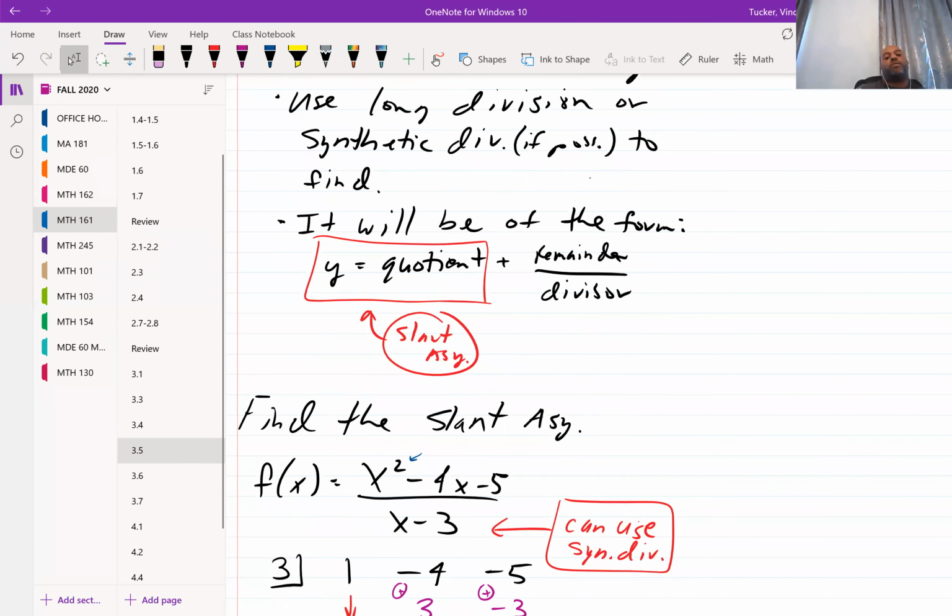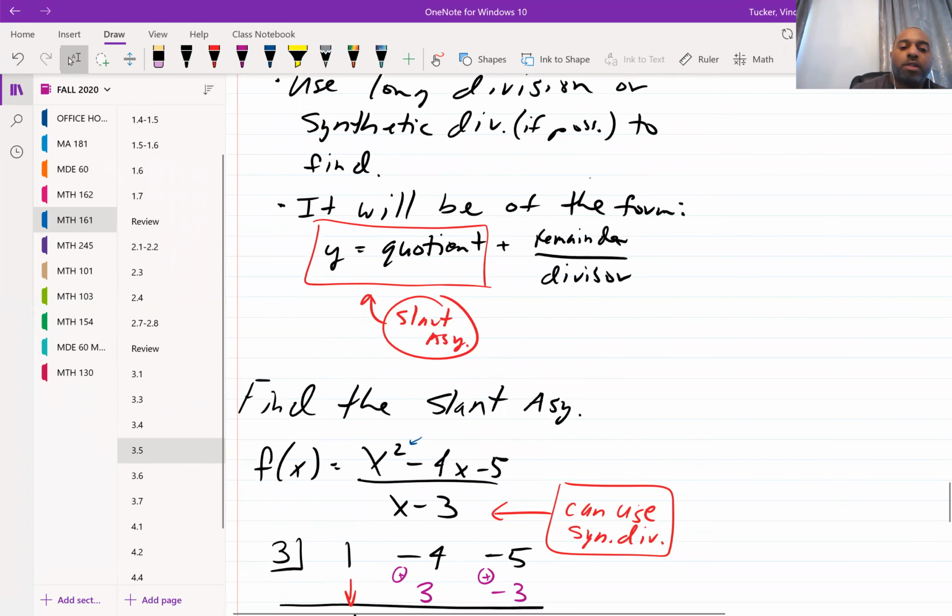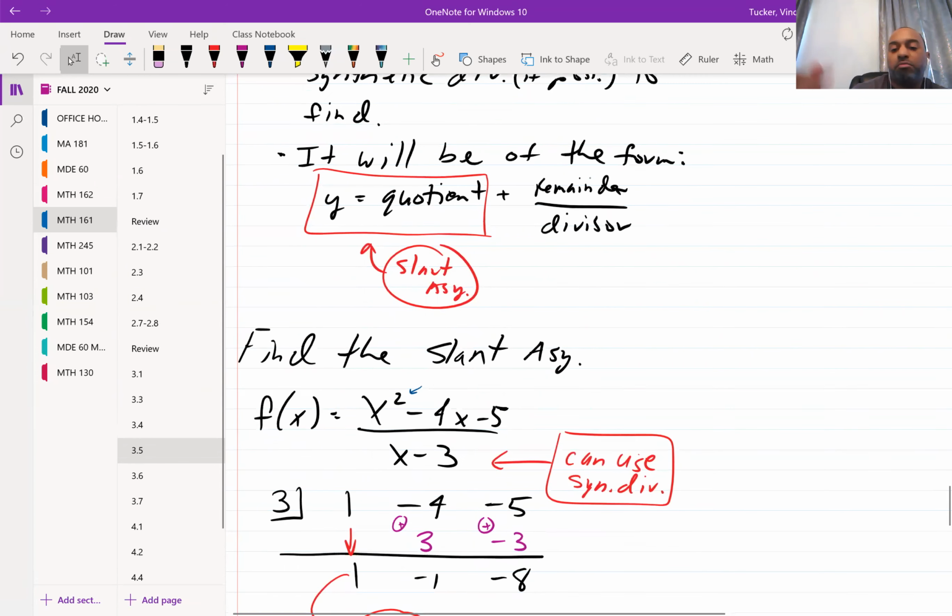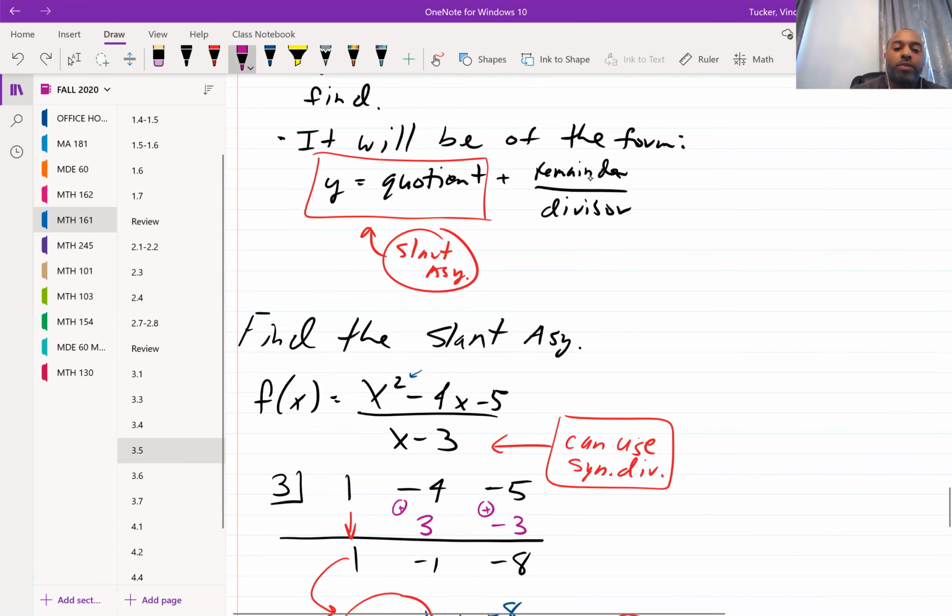So find the slant asymptote. If we have x squared minus 4x minus 5 over x minus 3, like I said, this is the process that we've used already, synthetic division. Once again, what allows us to do our slant asymptote is the fact that we have x squared here, x to the first power here. In other words, 2 is greater than 1. The exponent of my numerator is greater than the exponent of my denominator. I decided to use synthetic division.